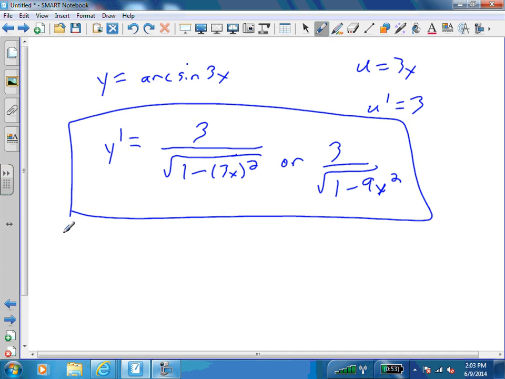Which is kind of odd. Our function is trigonometric. Our derivative is algebraic. There are no trig expressions in this equation. The same is true for natural log. That function is logarithmic, while its derivative is just algebraic.